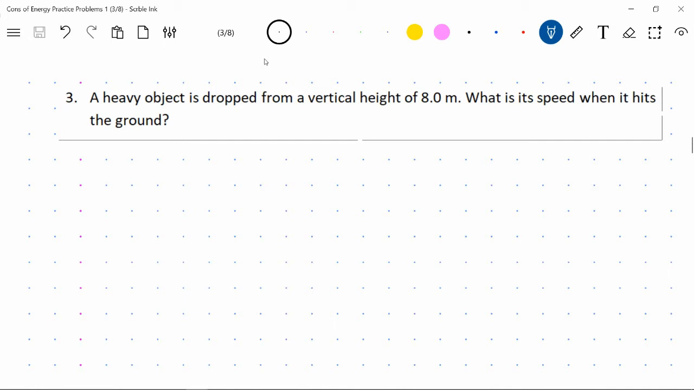So, solving this out here, I'm going to say that we know that it was dropped. Dropped tells me that its starting speed was 0, as opposed to a throw or some kind of other launch, from a height, h, of 8 meters. What is its speed when it hits the ground? So at the ground, its height will be 0, and its speed is what we're looking for. I'm going to roll right into my conservation of energy equation.